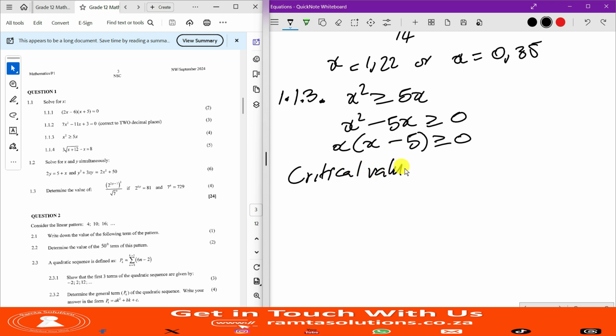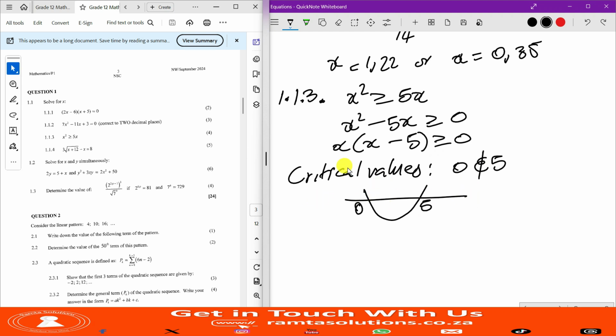Then what are our critical values? Even if you write CV, it's okay. Our critical values will be x equals 0, as you can see, and x equals 5. Therefore, this is a parabola. To get your answer, you can draw a parabola and say the lowest here is 0, the highest is 5. They said it must be greater than or equal to 0, meaning the values must be above the x-axis.